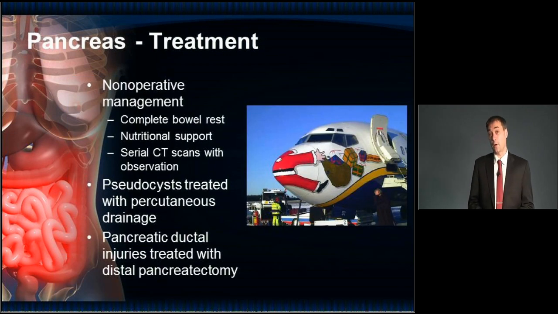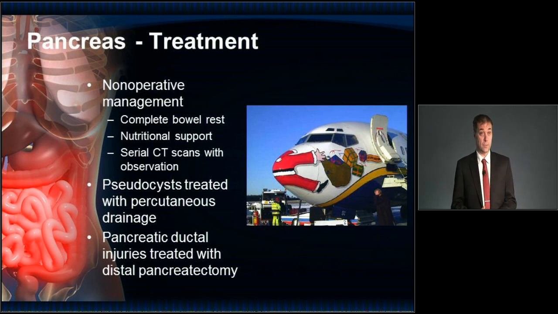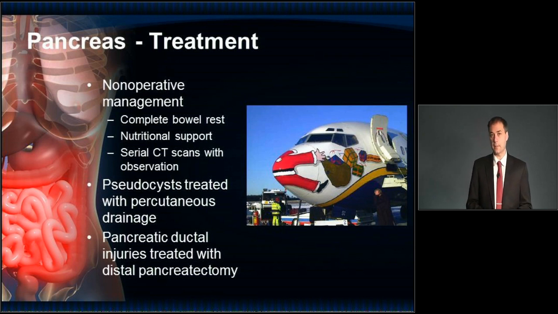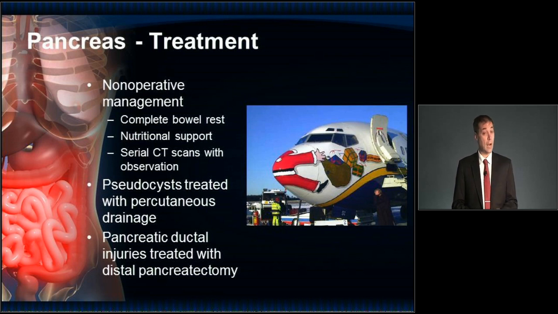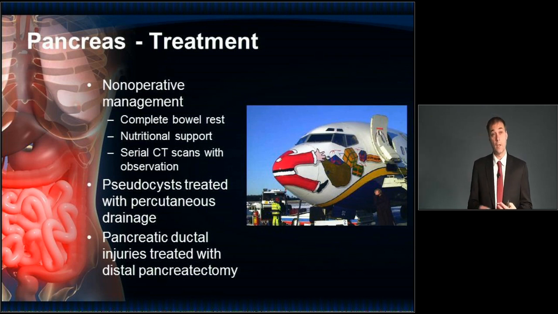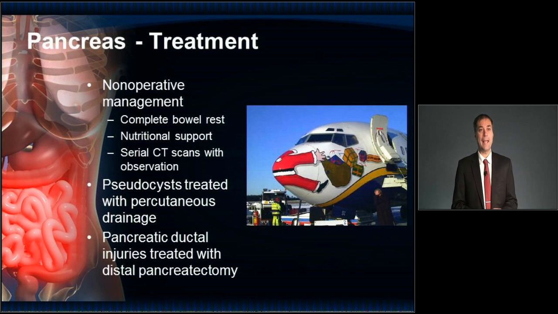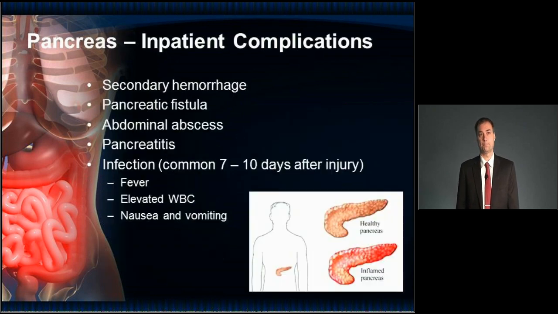A lot of pancreatic trauma is non-operatively managed. Complete bowel rest, so of course NPO, nutritional support in other ways, and serial CT scans to assess for the onset of pancreatitis and hematomas around that injured pancreas. These patients are at high risk for developing pseudocysts because of the pancreatic enzymes that may be released from the injured pancreas, so we need to monitor for those. And pancreatic ductal injuries may result in the patient having to have a distal pancreatectomy.